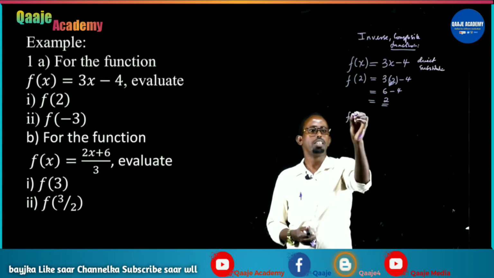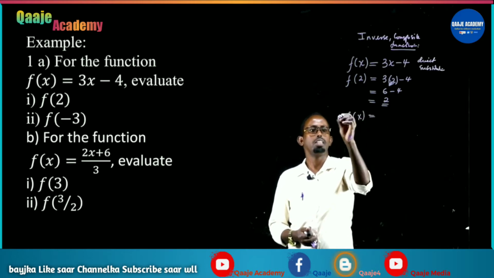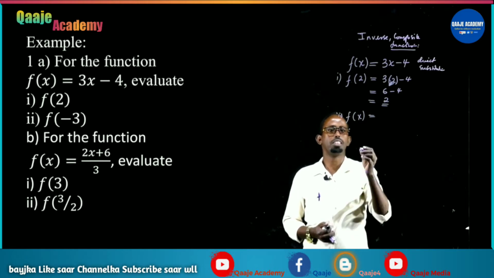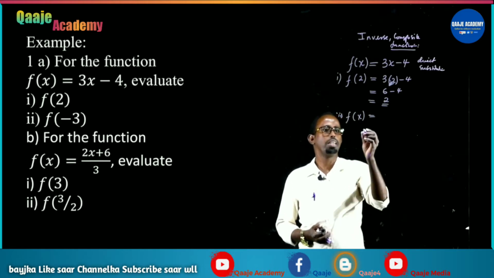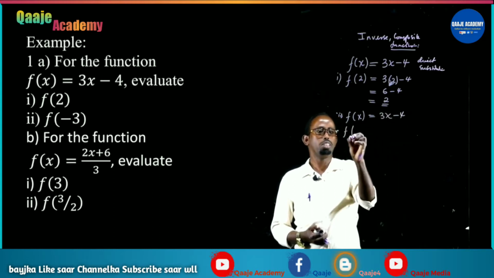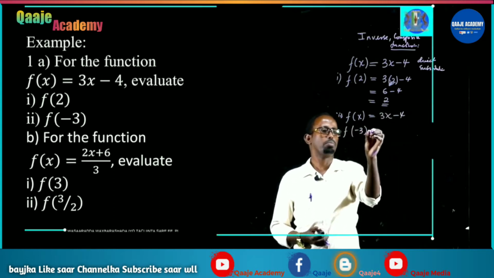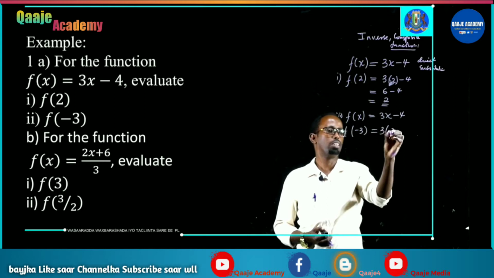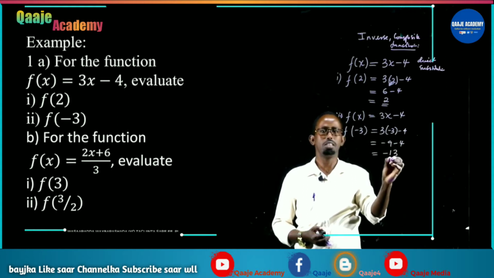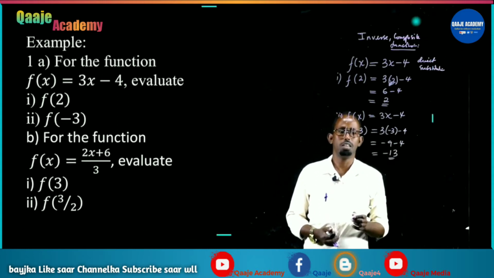B, f of x, that is number 2, this is number 1. f of x is equal to 3x minus 4. You are told to substitute x with minus 3. So this will be 3 bracket minus 3 minus 4. You get minus 9 minus 4. You get minus 13.